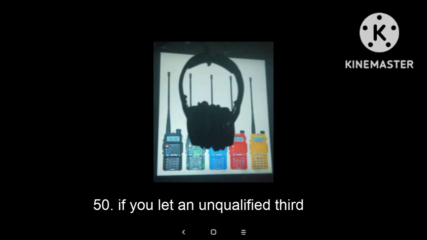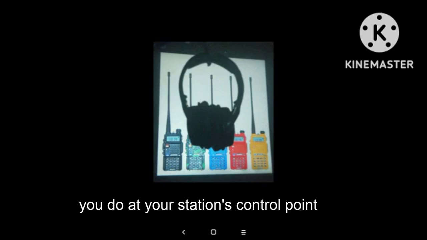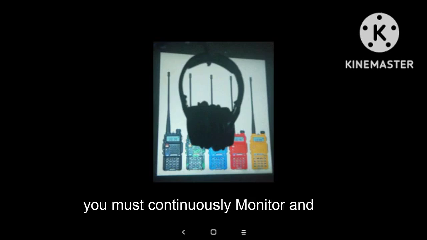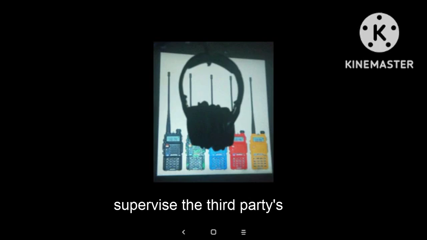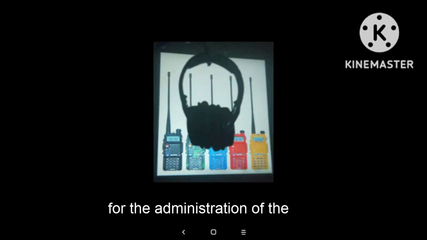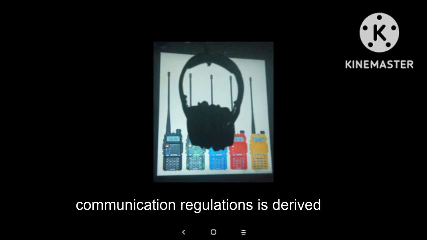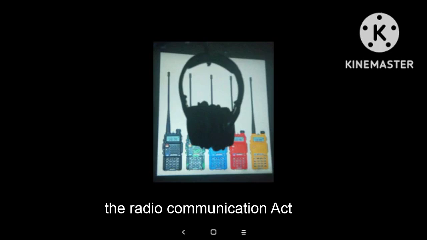50. If you let an unqualified third party use your amateur station, what must you do at your station's control point? You must continuously monitor and supervise the third party's participation. 51. The department that is responsible for the administration of the Telecommunications Act is Industry Canada. 52. Authority to make radio communication regulations is derived from the Radio Communication Act.